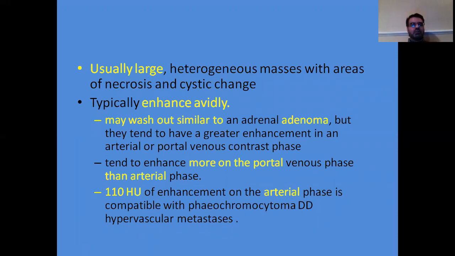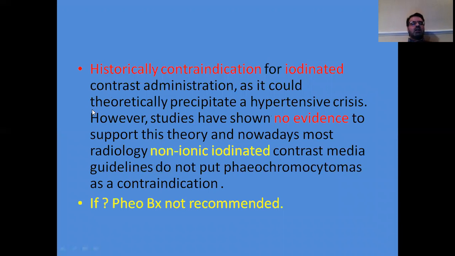Pheochromocytoma is usually large, enhancing avidly, and it shows more enhancement on the portal venous phase rather than arterial. Any enhancement of 110 Hounsfield units on the arterial phase is compatible with pheochromocytoma, but this needs to be distinguished from hypervascular metastasis. Historically, there was a contraindication of giving iodinated contrast in cases of suspected pheochromocytoma. Now this is not practiced anymore, and you can still give non-ionic iodinated contrast.